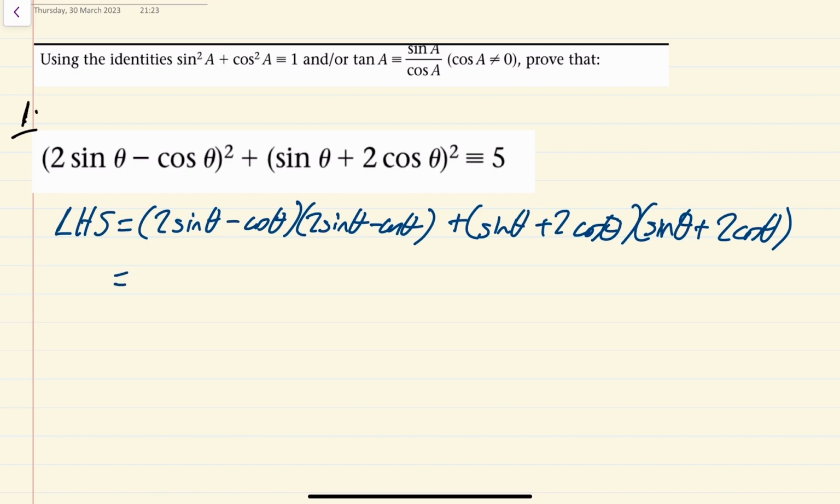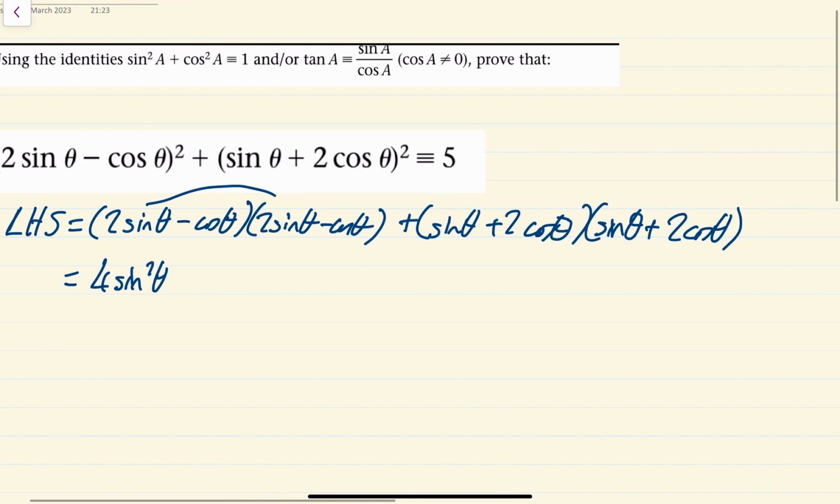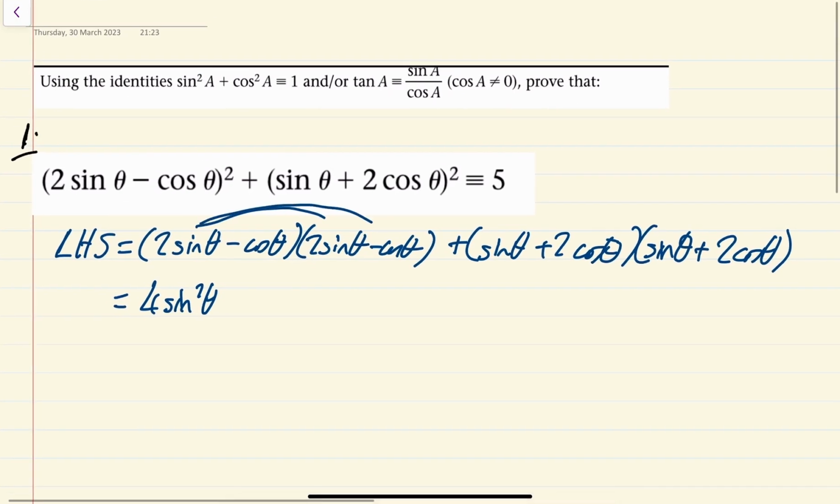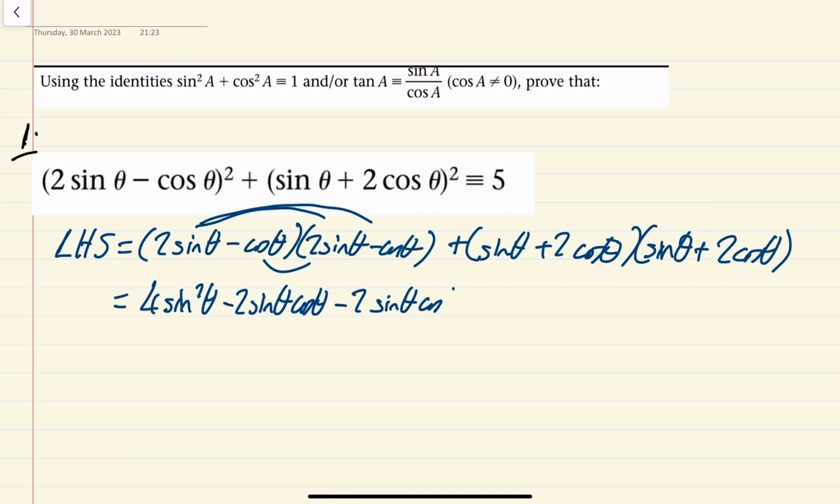Now there's all sorts of weird and wonderful ways to multiply these out, but I just like to go 2 sine theta times 2 sine theta is going to be 4 sine squared theta. And I'm also going to multiply that out again. That's going to be 2 sine theta times minus cos theta is minus 2 sine theta cos theta. And then multiply this one out. That's going to be minus another 2 sine theta cos theta. And then minus times a minus is plus, and it's going to be plus cos squared theta.